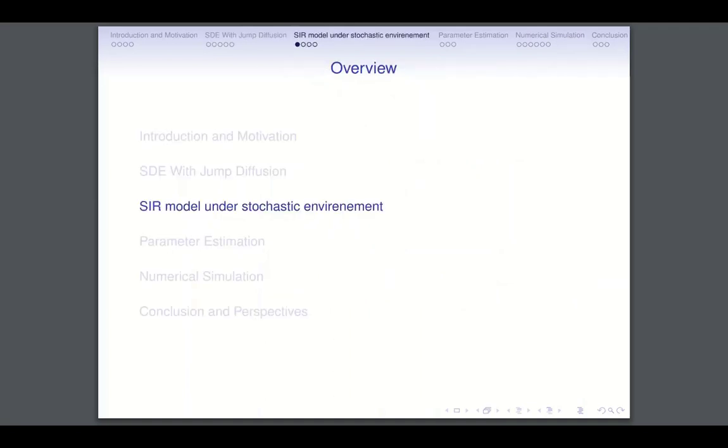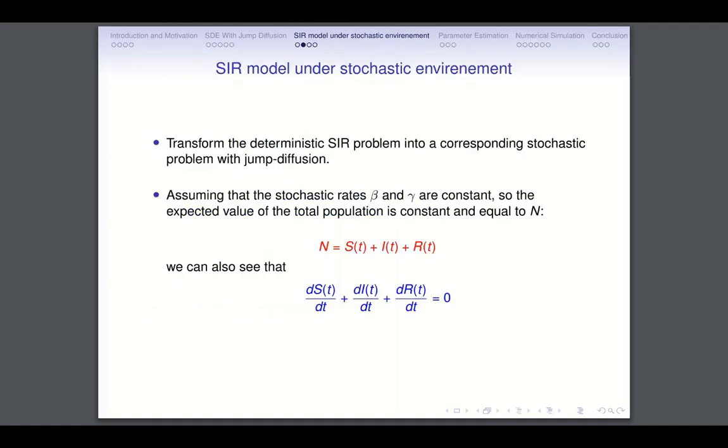Now we are going to put our SIR model, which we already presented in the introduction, under a stochastic environment with jumps. So we transform the deterministic SIR model into a corresponding stochastic problem with jump diffusion.